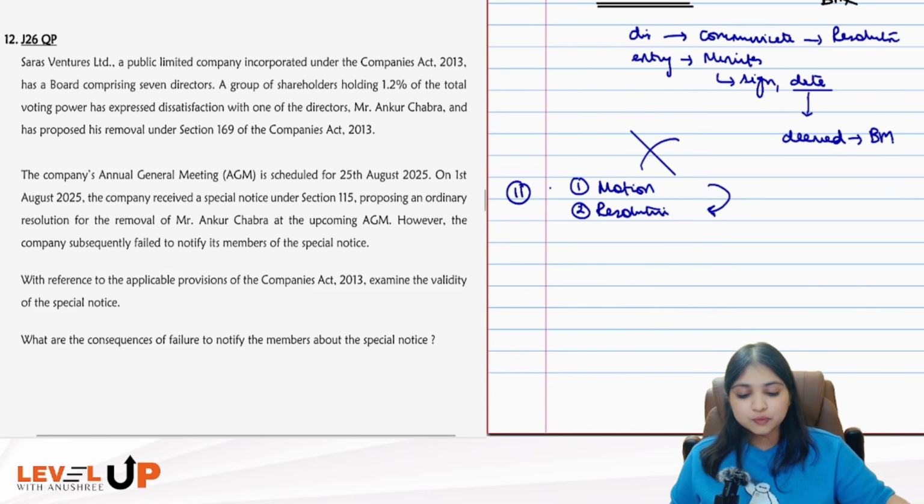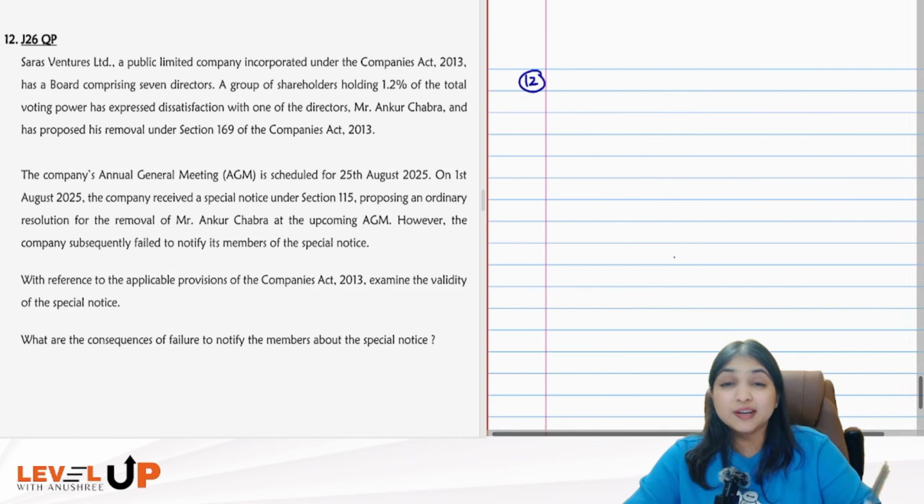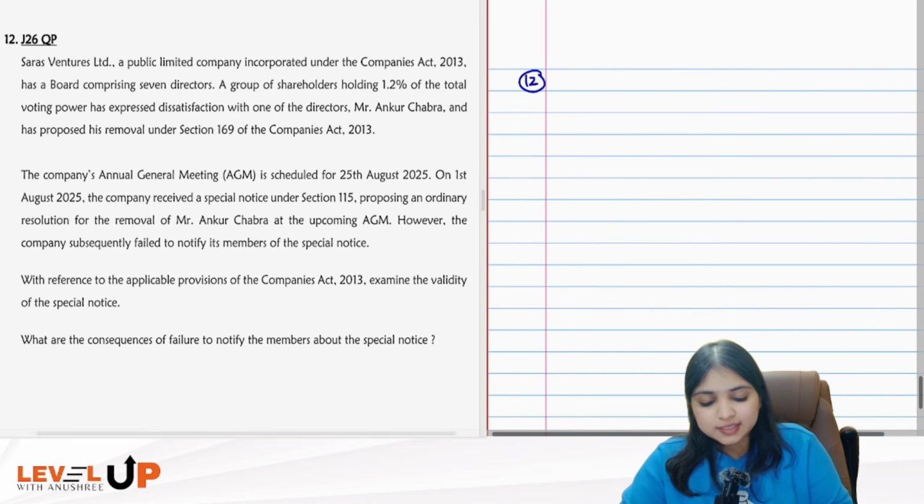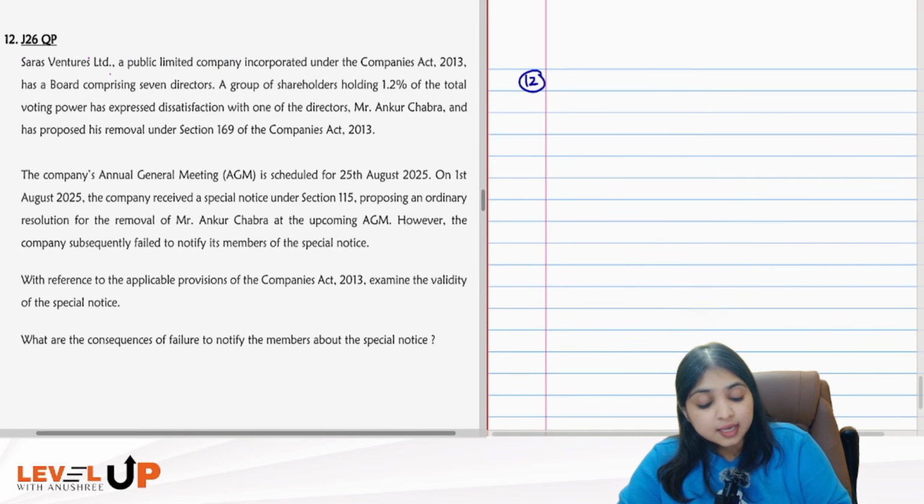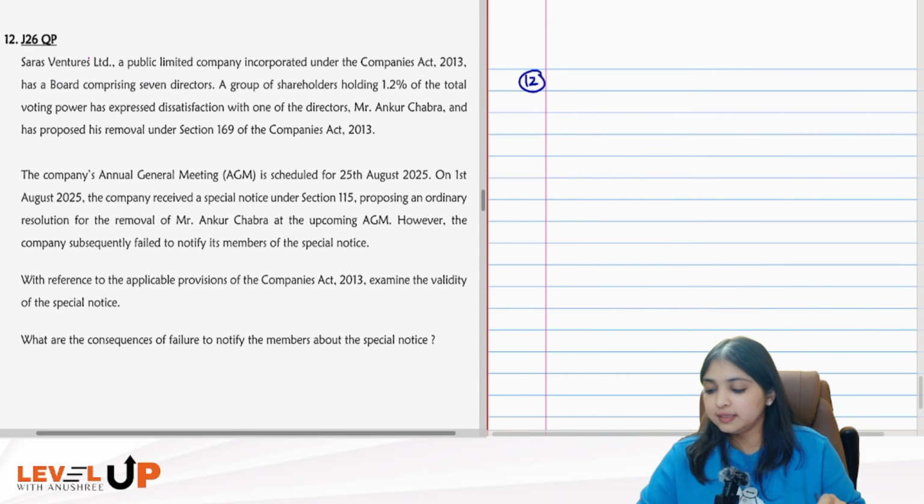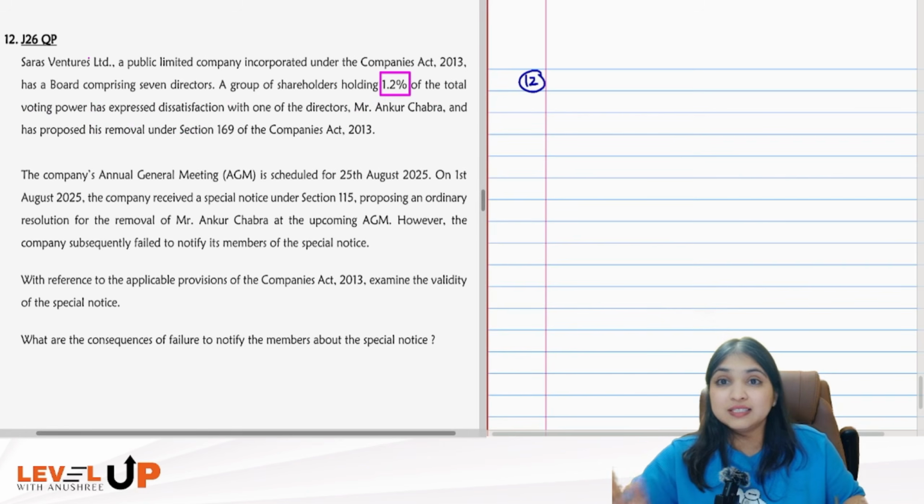Then come to question number 12. Question number 12 is another interesting question from your January 26 examination. The question says, Saras Ventures Limited, a public limited company incorporated under the Companies Act 2013, has a board comprising 7 directors. A group of shareholders holding 1.2% of the total voting power has expressed dissatisfaction with one of the directors, Mr. Ankur Chabra, and has proposed his removal under section 169.